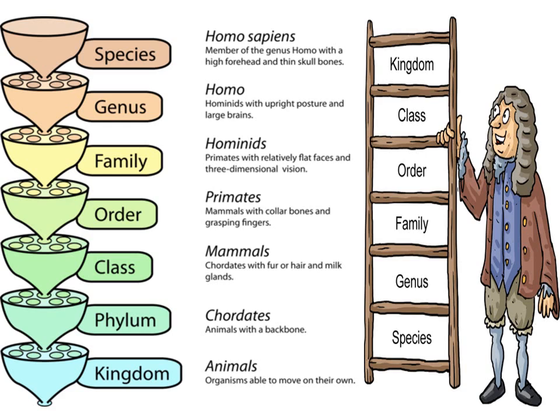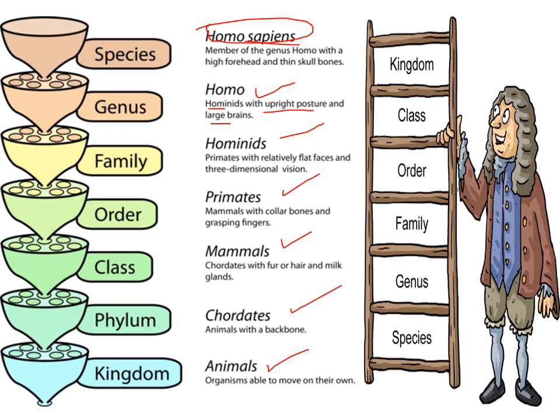Here you can see the taxonomic classification for humans. So we are Homo sapiens. That's our scientific name. So we have the animals. That's our kingdom. We are part of the chordates. We are part of mammals. We are primates. We are hominids family. Our genus is the Homo, so hominids with upright posture and large brains. And finally, we are the species sapiens.